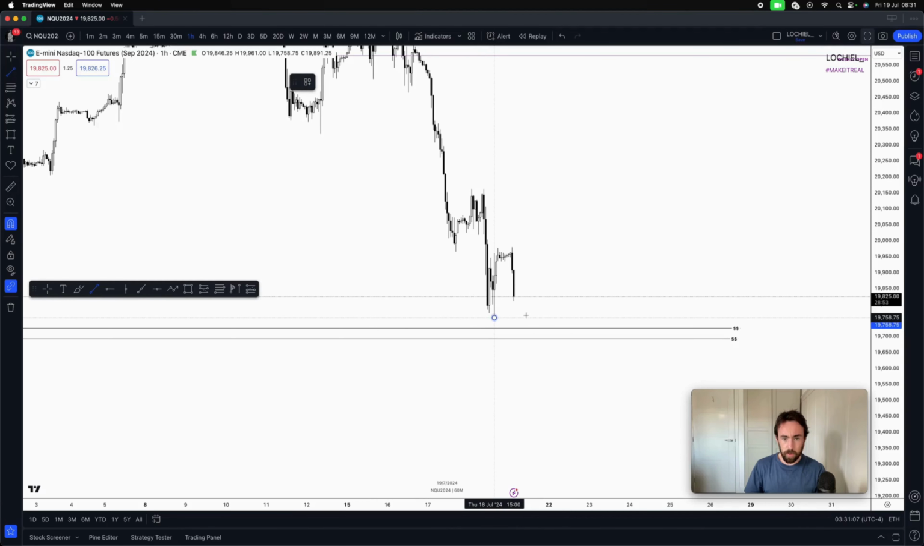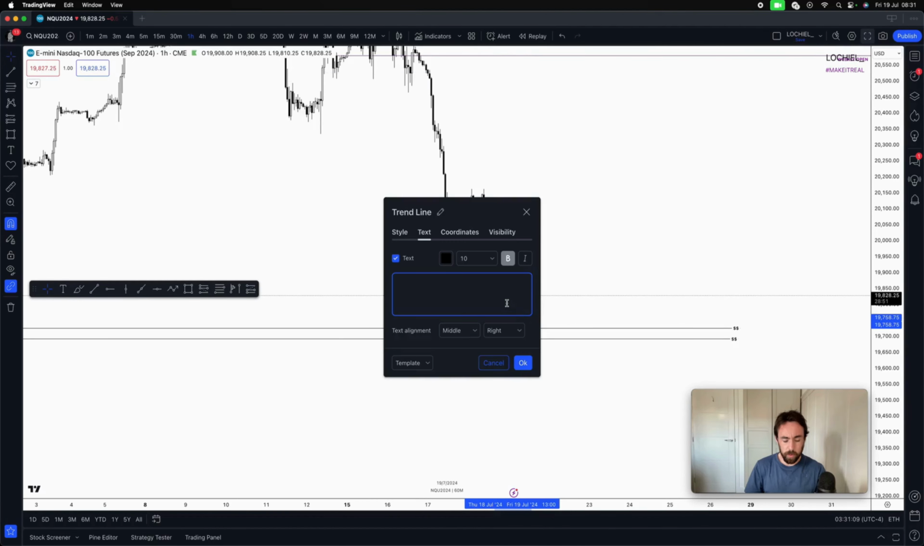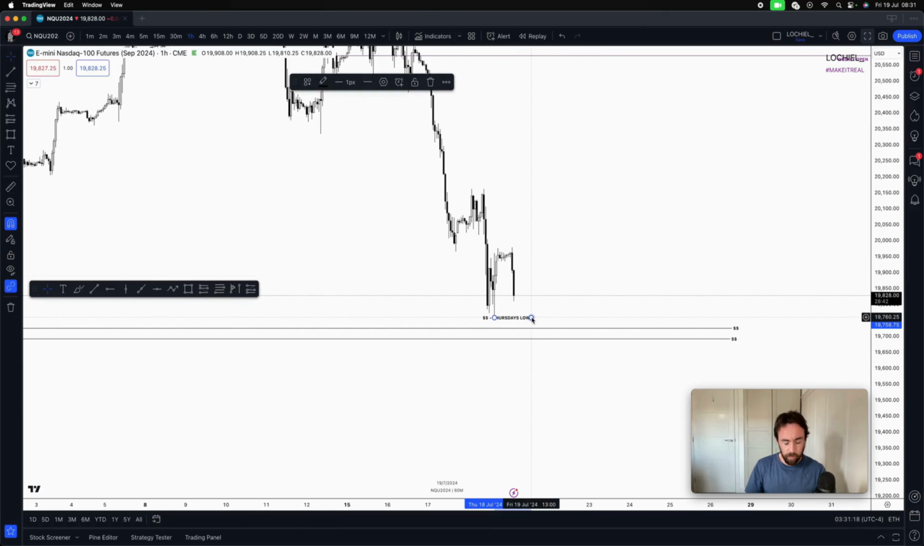Let's mark in as well the more local liquidity point, which was Thursday's low. Obviously we want Friday to create the low of the day and the week, and then we're trying to catch that retracement back up.